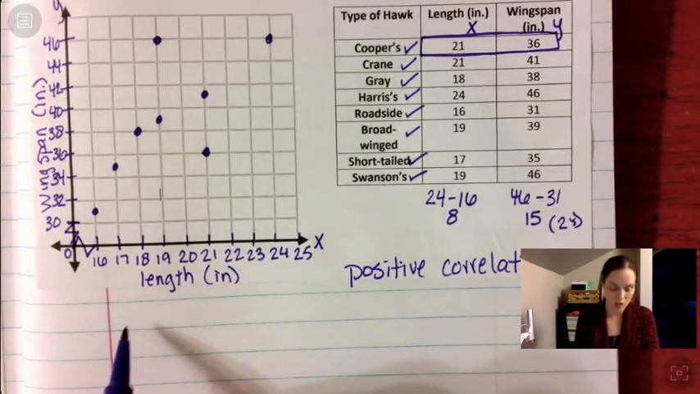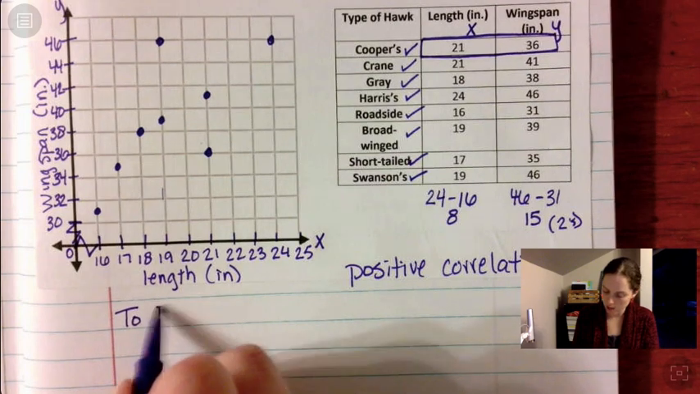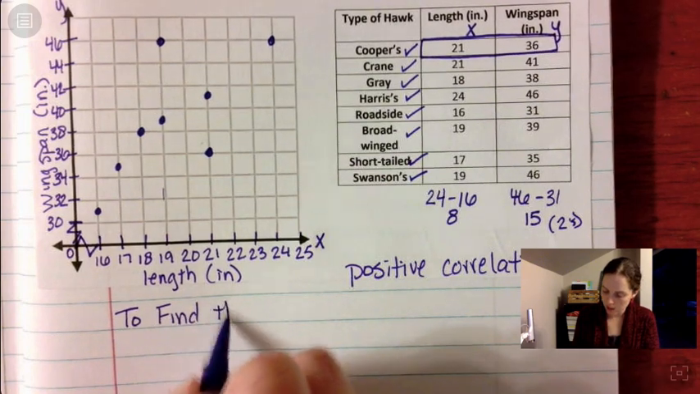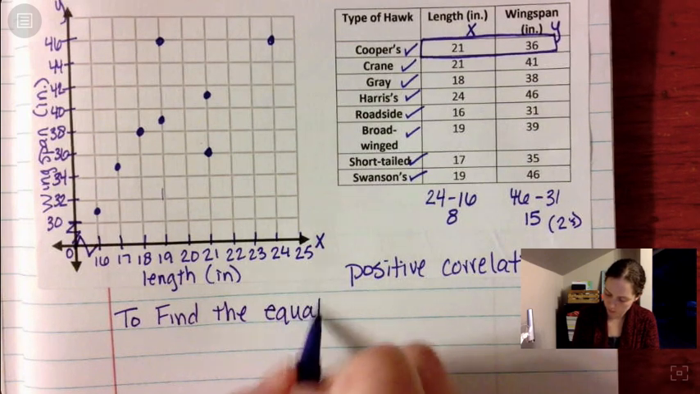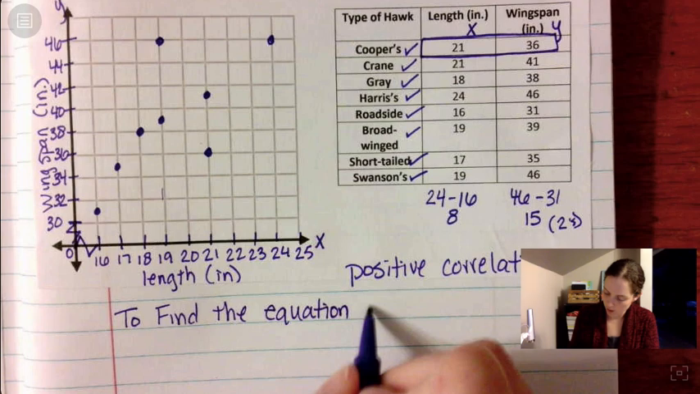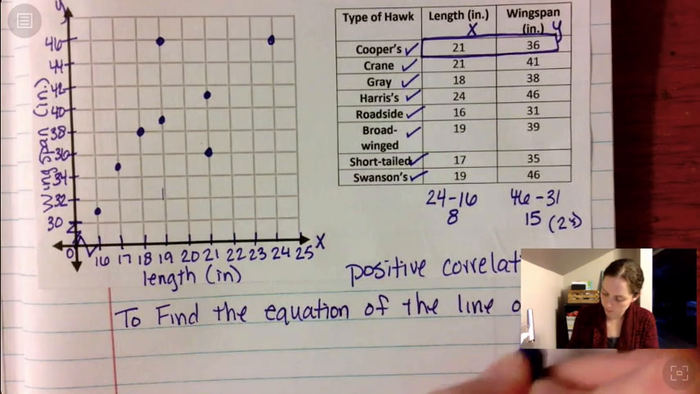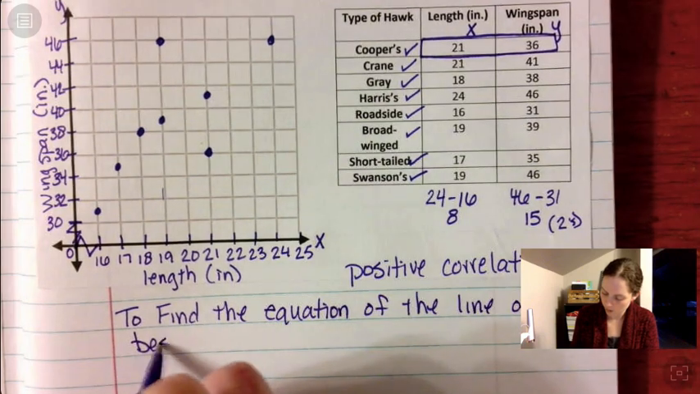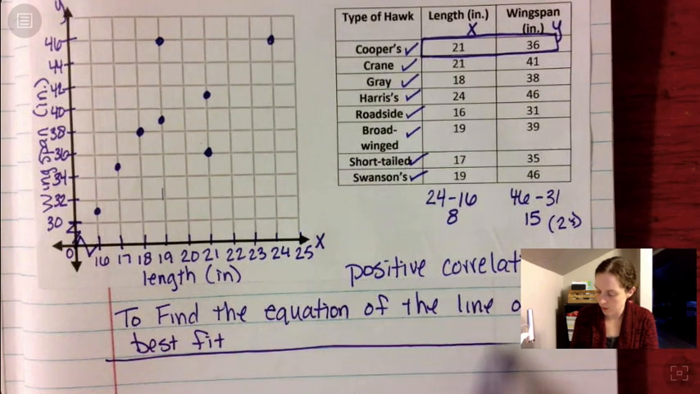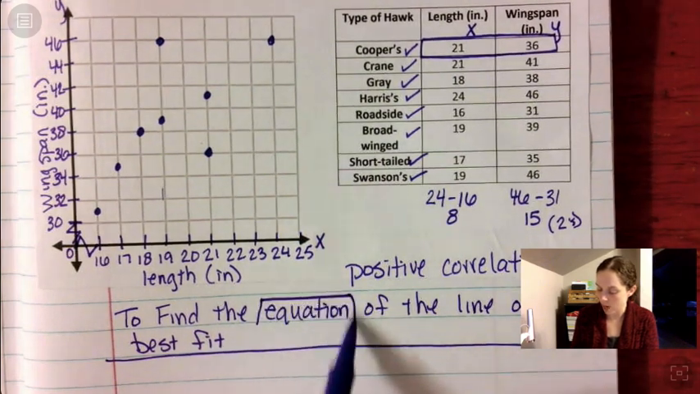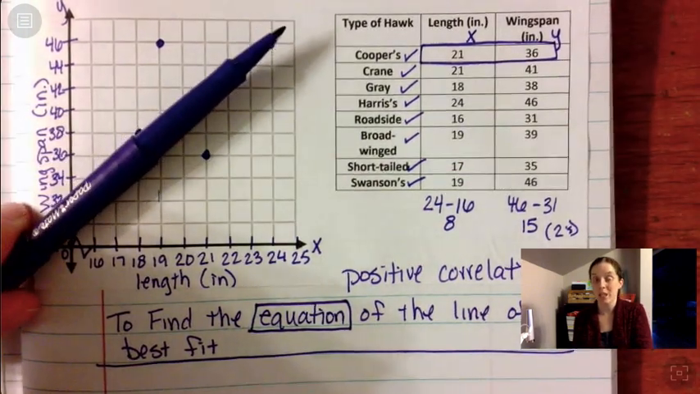So I'm going to give you directions on how to do that. So right here, to find the equation of the line of best fit. Okay, these are your directions right here. To find the equation, and that's really what we're doing. We're looking for the equation of a line that would go through here.